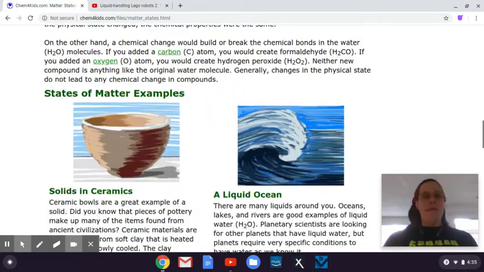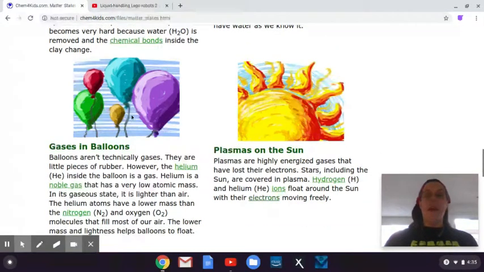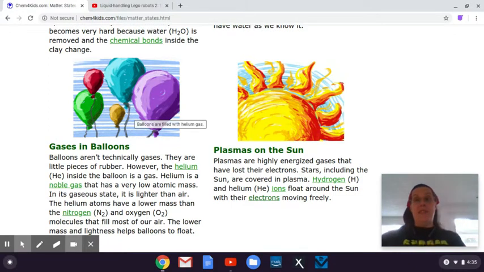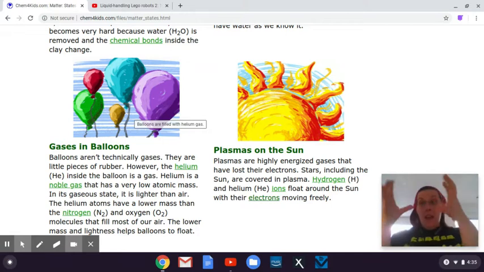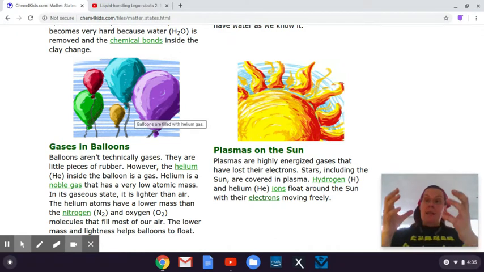We'll look at that. If you look at states of matter, a solid is like a ceramic bowl. The ocean is a liquid. Gas is inside the balloons, not the balloons themselves, all right? Because I looked at this example before I started teaching, and the latex balloon or the rubber is not a gas. The stuff that's inside that makes it expand, that is a gas.